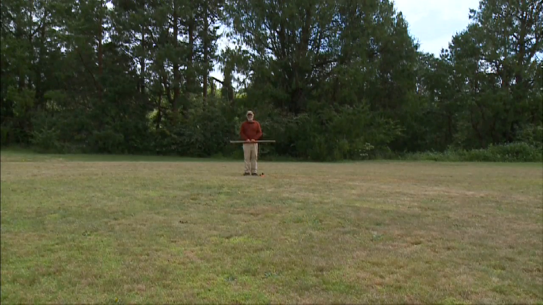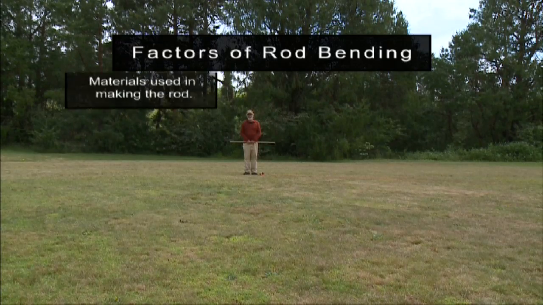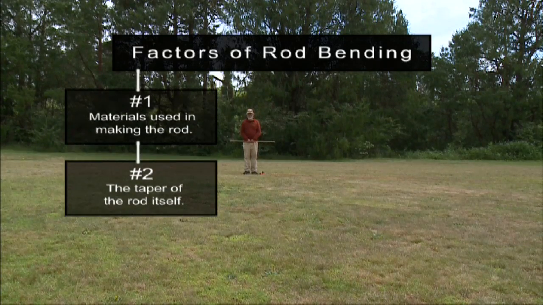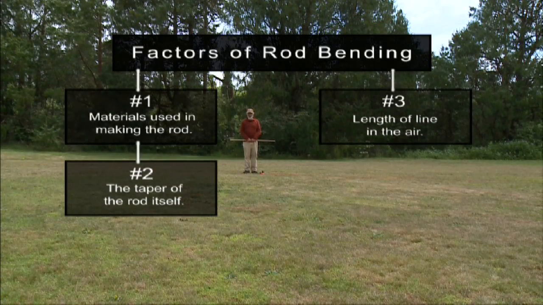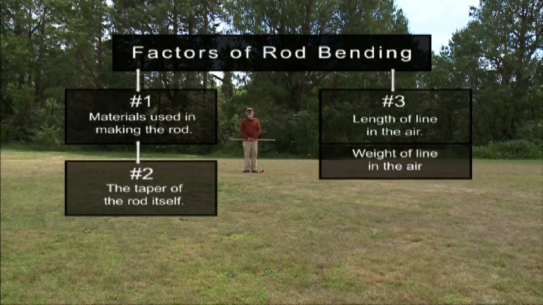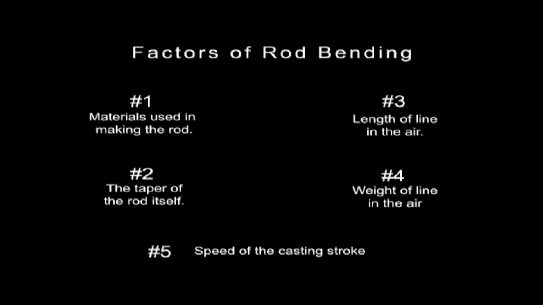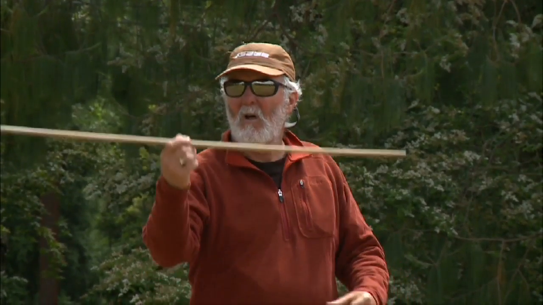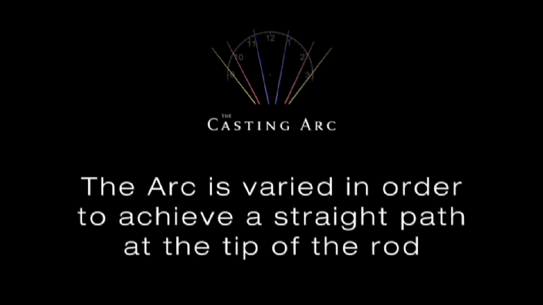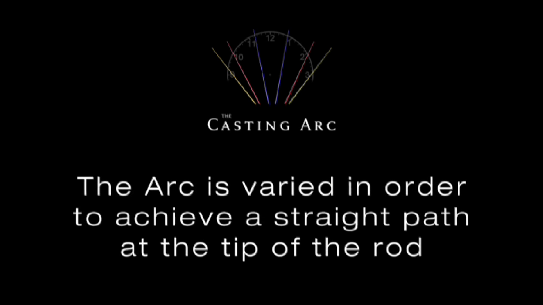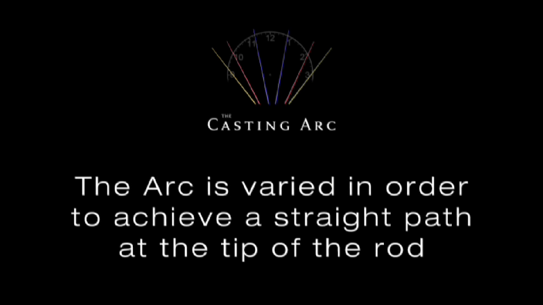Now, there's a few different things that affect how much a rod bends: what it's made from, the shape of its taper, how much line we have out the end of the rod, the weight of that line, and how fast we're actually moving that line. What we're looking for to make an effective cast is to have the tip of the rod move in a straight line, like so. Now we need to be able to vary our casting arc in order to keep the tip of the rod moving in a straight line.